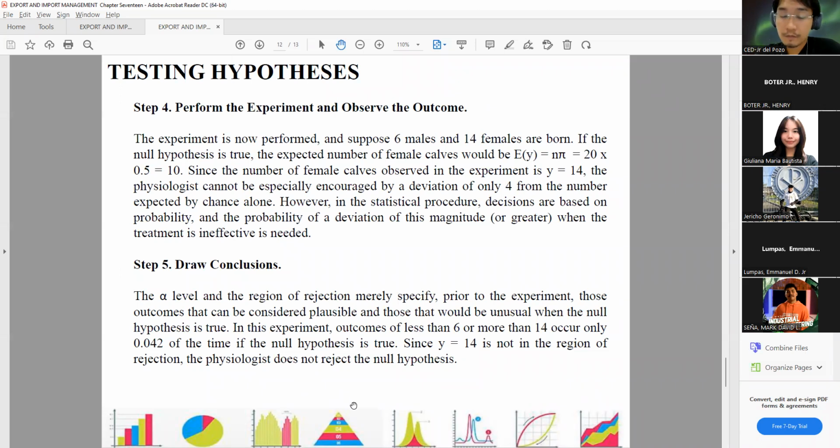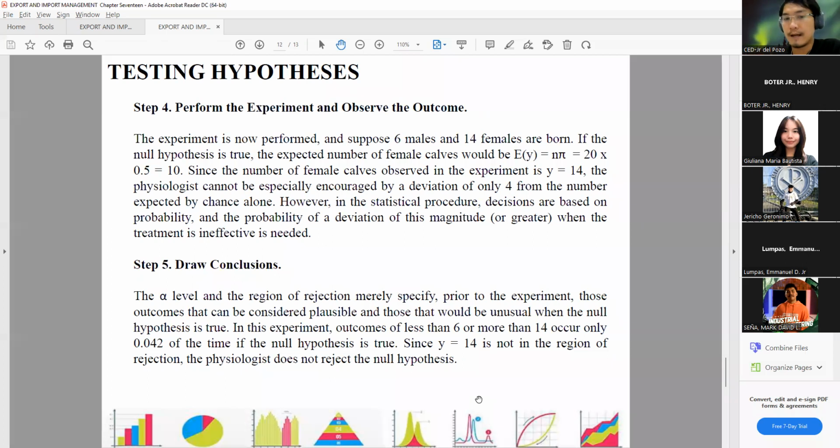Meaning, tama yung kanyang assessment na wala talagang pagkakaiba or hindi nakaapekto sa offspring na 0.5 pa rin ang chance na magkakaroon ng lalaki or babae na offspring. Okay, nakuha ba yon?